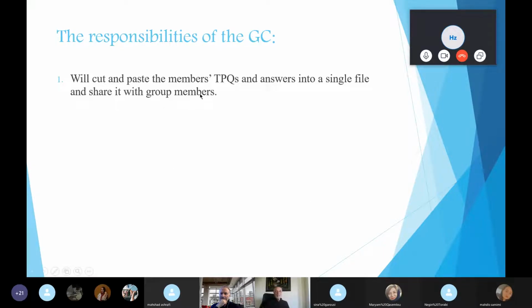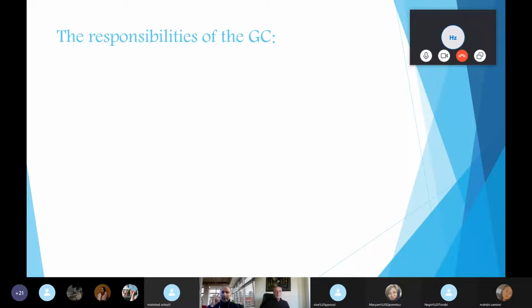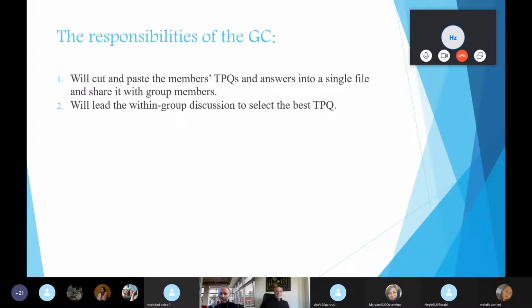So you cut and paste the members' TPQs and answers into a single file and share it with group members. In this copying and pasting, this person has to read the questions at least very superficially. There, some learning happens. Two, they lead the within-group discussion to select the best TPQs. You see, when there are, let's say, 3 people and 9 questions, they have to discuss, because I need only 2 questions. They have to select the best TPQs, and this selection would lead to some arguments and discussion. That is learning.